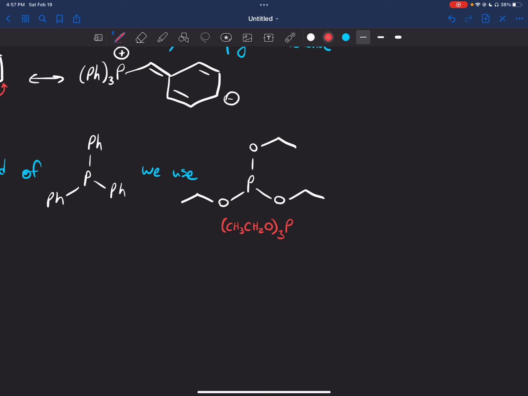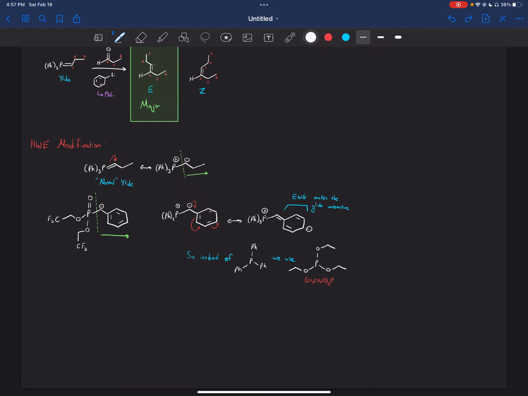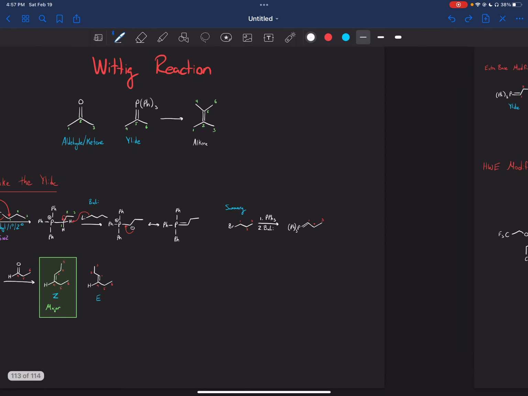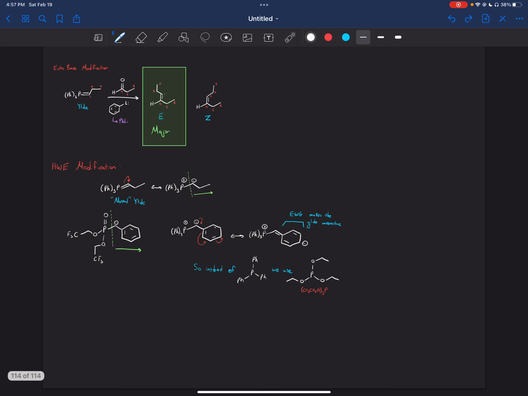What's the point of this? Well, these oxygens with their lone pairs are electron donating groups. It makes our ylid really reactive instead of having these withdrawing groups on them. So that's our solution. So we learned how to make our ylid for our basic Wittig and our extra base modification that's parts the same. Now we just have to learn how to make it for the HWE modification.